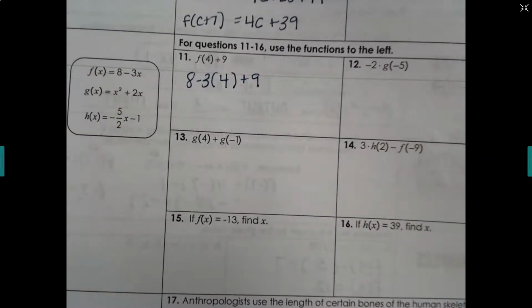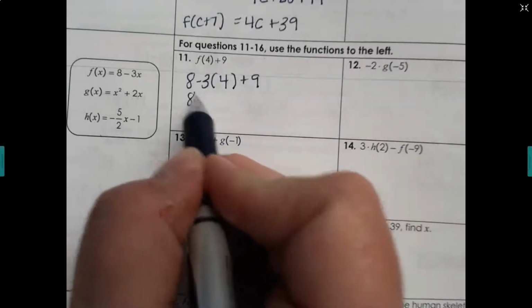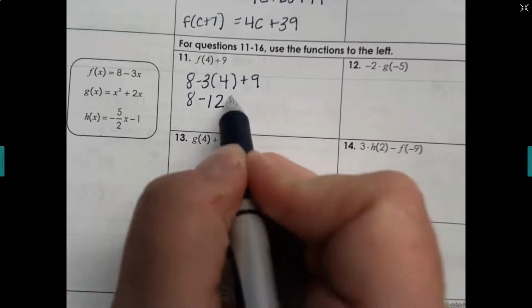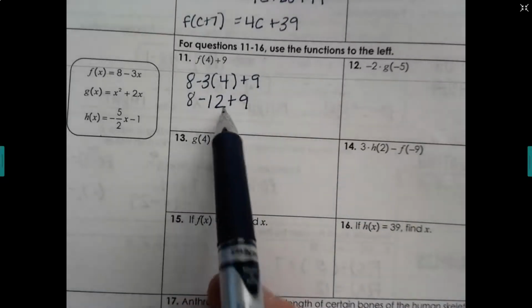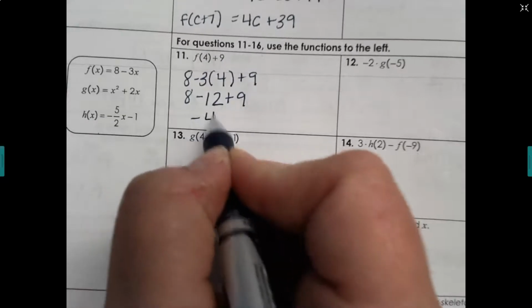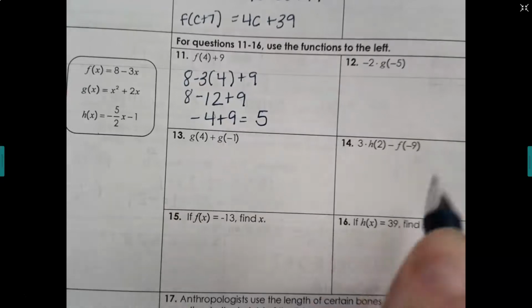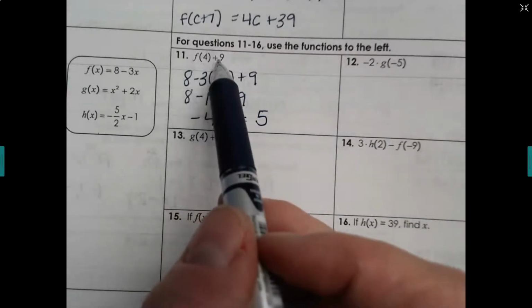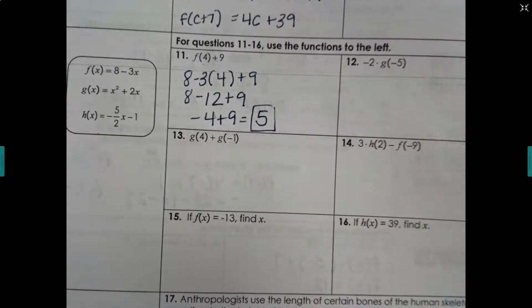From here, we just are going to simplify. We have a negative 3 times 4, so that's going to be negative 12. And these are all like terms. We have 8 minus 12 is negative 4, and negative 4 plus 9 is going to be 5. So f of 4 plus 9 is going to equal 5.